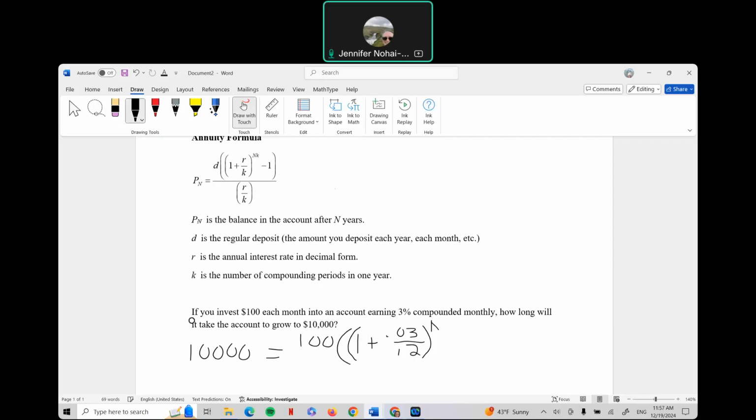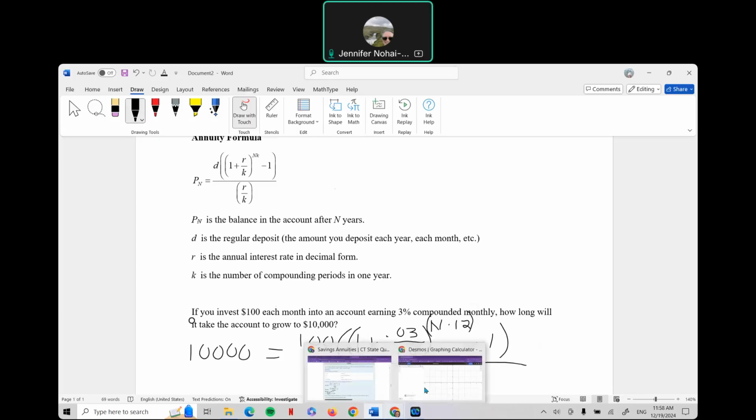We don't know the number of years, but we do know that it's going to be compounded 12 times each of those years. We'll do a subtraction of 1 there, and our other set of parentheses. We're going to put that all over our rate of 0.03 divided by 12. Now, one suggestion for Desmos is to have our exponents entirely in a set of parentheses so that we can make sure that it stays as an exponent. So let's go over to Desmos and solve for n using graphs.